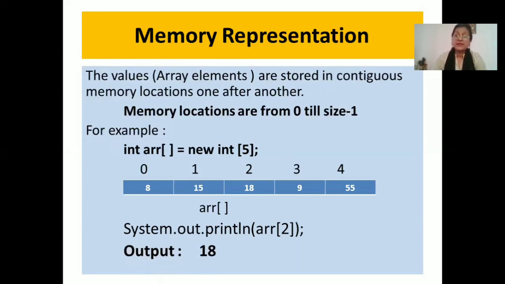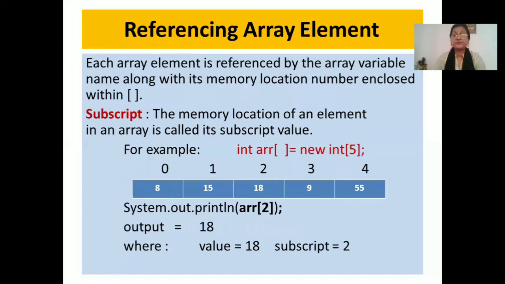So you can just see arr[2] means the array variable arr and the value which is present at location number 2. Whatever you write down inside a square bracket, that is actually the location number. And you can look at the picture given here. At the second location number, the value 18 is stored. So the output is 18.